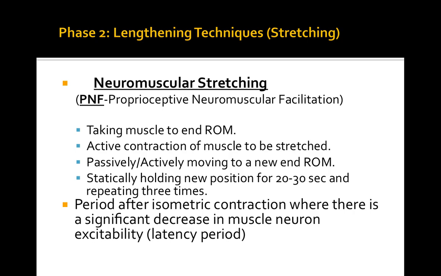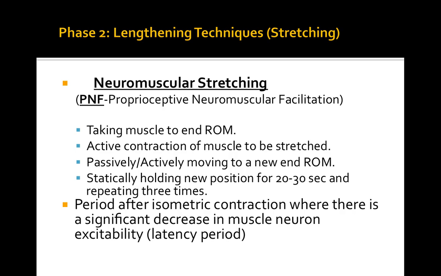The other phase is neuromuscular stretching, or a more common way of saying it, proprioceptive neuromuscular facilitation, or PNF stretching. This is basically taking a muscle to the end range of motion, and while the muscle is being stretched, you're forcing it to contract. While it's contracting, it's tricking it into thinking it's already at its end range of motion. And then when it relaxes, in this moment right after it relaxes, the latency period, the muscle neuron excitability is greatly diminished. So it shuts off, and it allows you to push the muscle a little bit further past its normal range of motion. It's a trick.